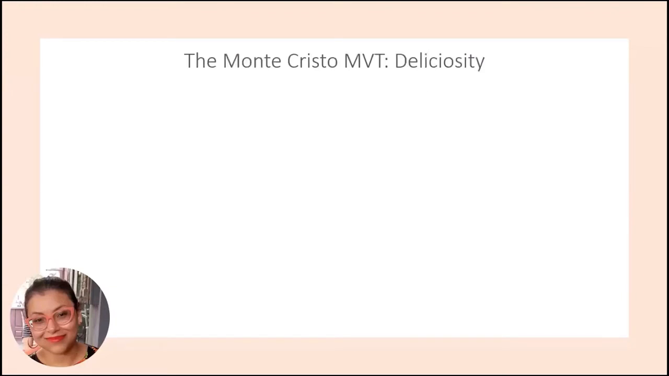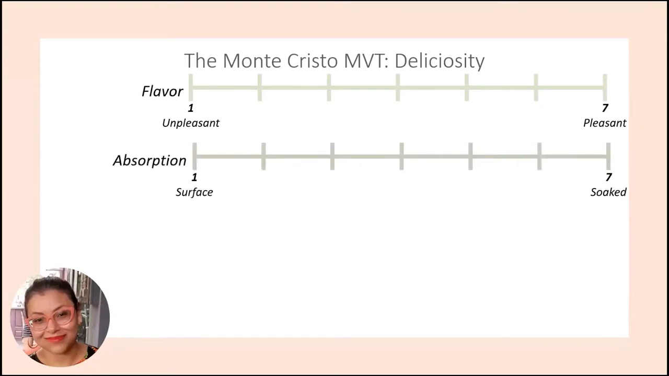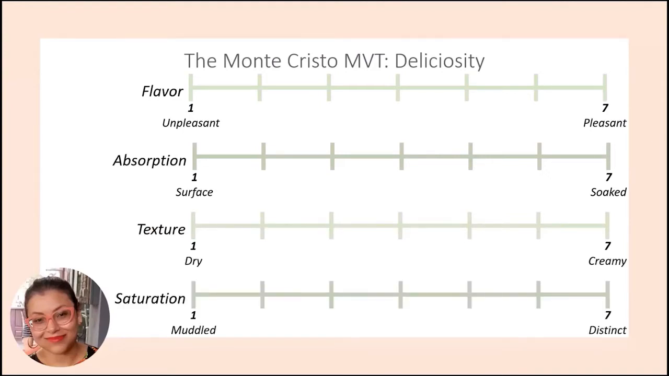So I defined deliciosity as the total score across 4 dimensions. Flavor, so is it pleasant or unpleasant? Absorption, has the batter remained on the bread surface or soaked through to the interior? Texture, is it dry or is it creamy? And saturation, are the flavors distinct or muddled together? So each dimension would be scored on a 7-point Likert item, and you've probably seen these before. If you've ever rated something from strongly disagree to strongly agree, that's what I'm talking about here.